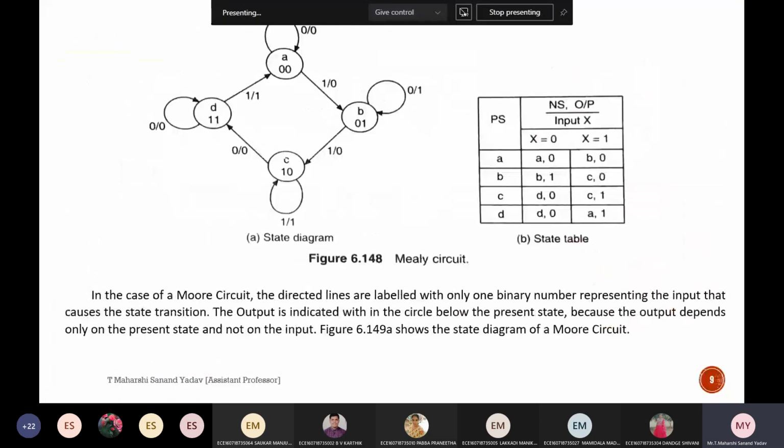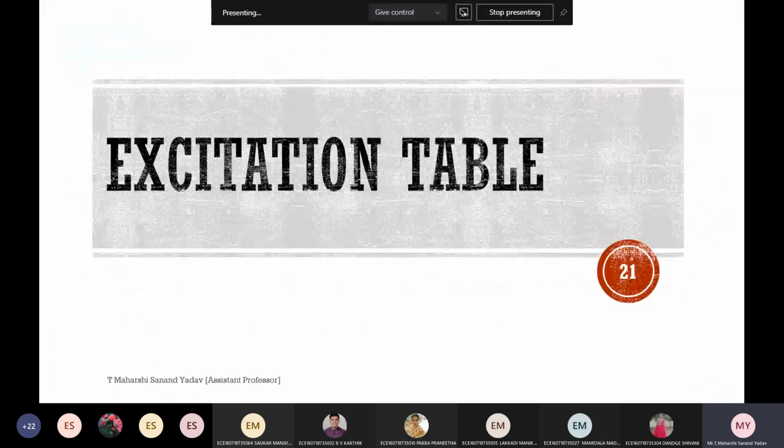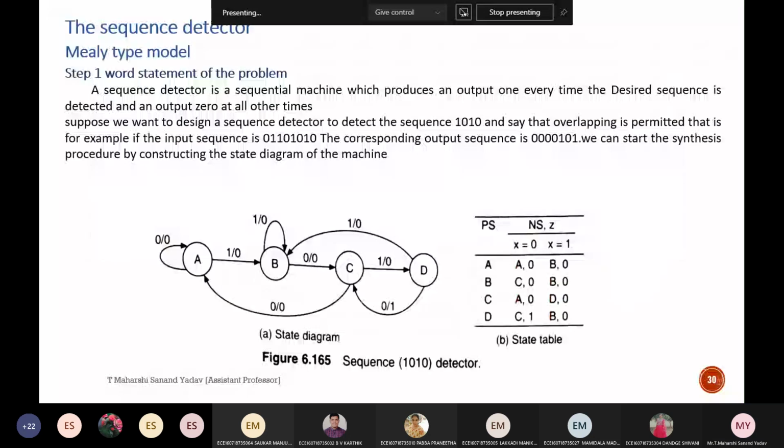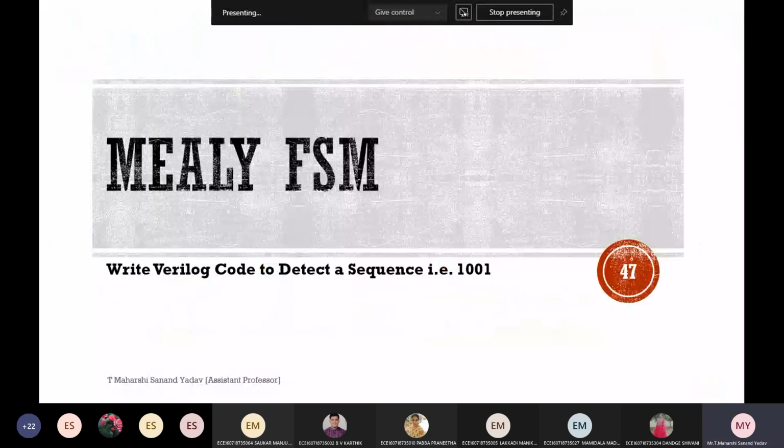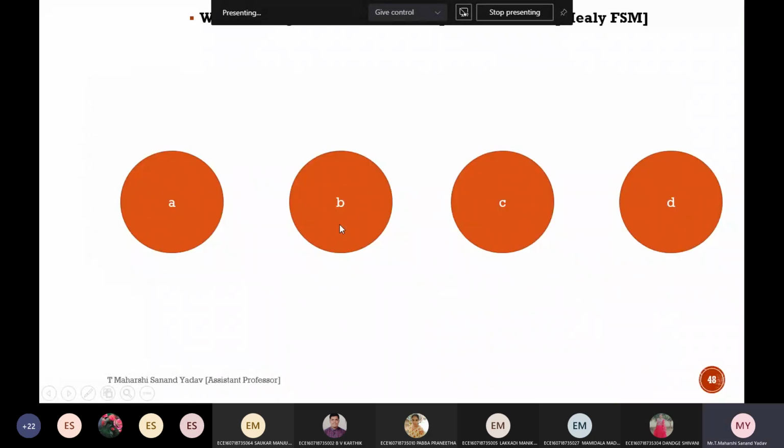So we are done with Mealy finite state machine. We have discussed all these concepts. So this is your lab program: for a Mealy finite state machine, write Verilog code to detect a sequence 1001. Please tell me how to detect a sequence 1001 by using a Mealy finite state machine. For the same, you have to write the Verilog code also. Please start answering. I want to detect 1001.